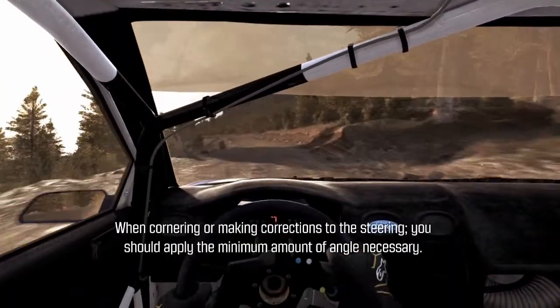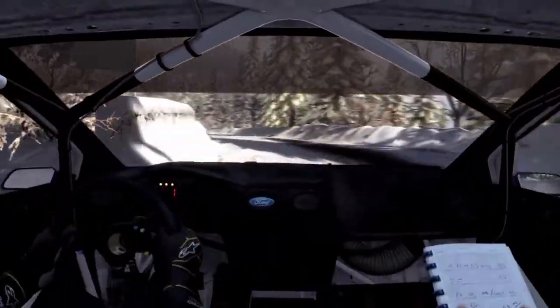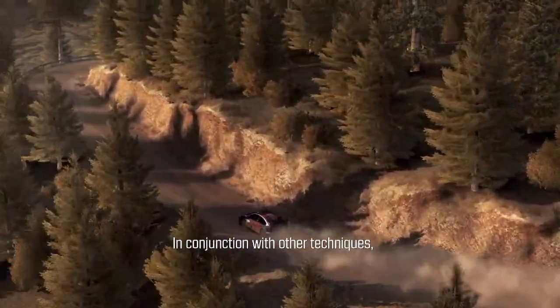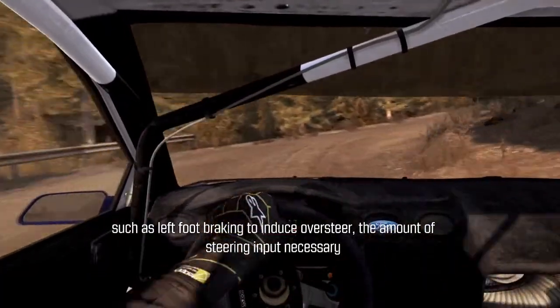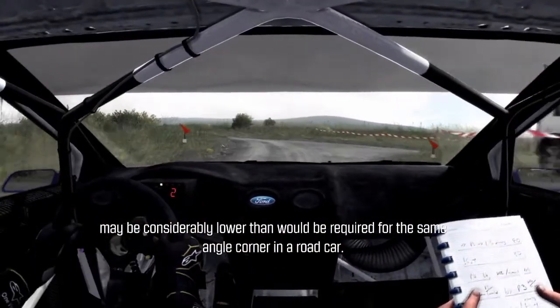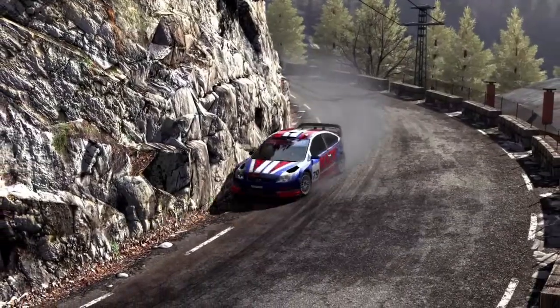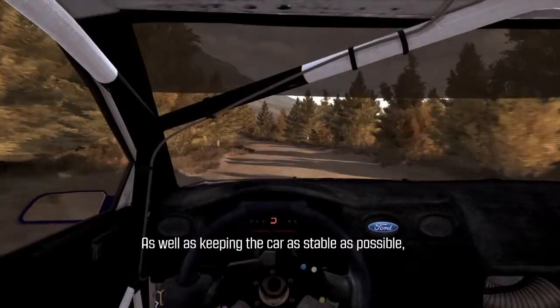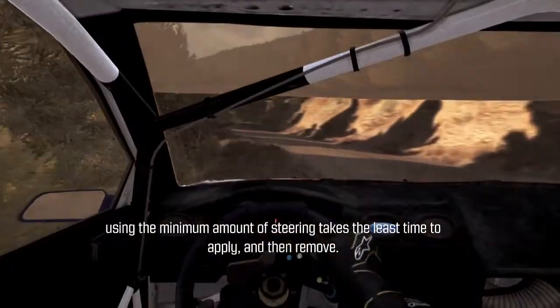When cornering or making corrections to the steering, you should apply the minimum amount of steering necessary. In conjunction with other techniques, such as left foot braking to induce oversteer, the amount of steering input necessary may be considerably lower than would be required for the same angle corner in a road car. As well as keeping the car as stable as possible, using the minimum amount of steering takes the least time to apply and then remove.